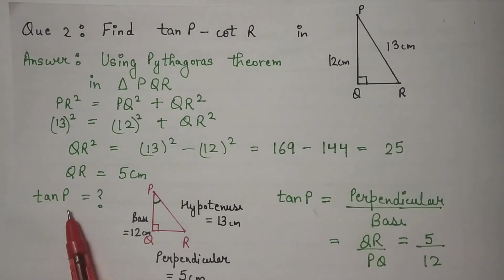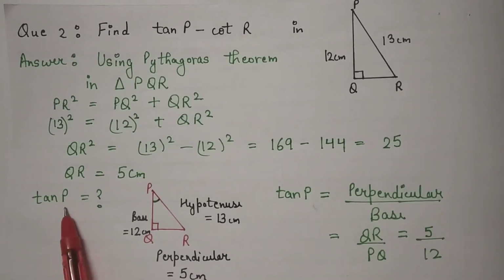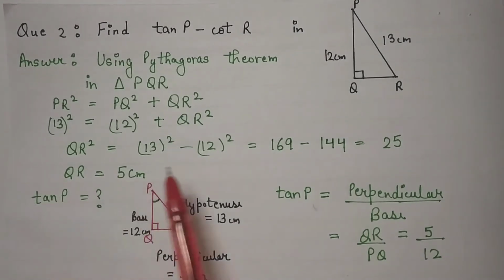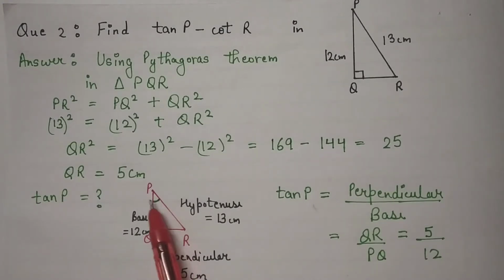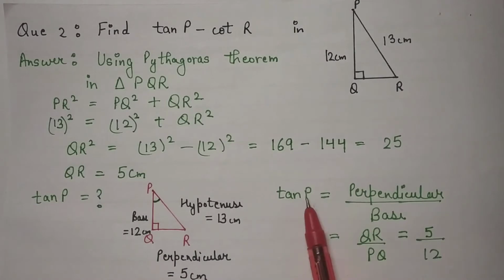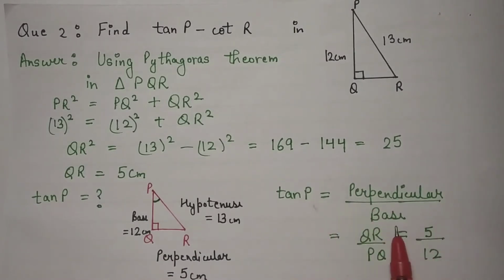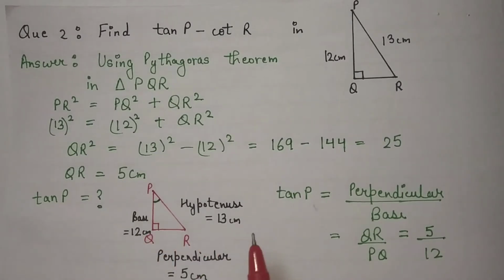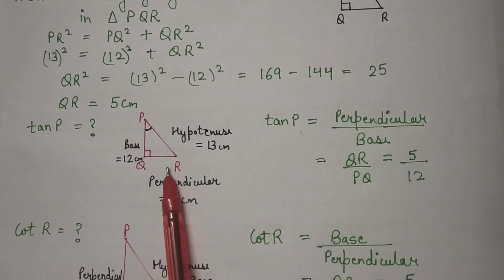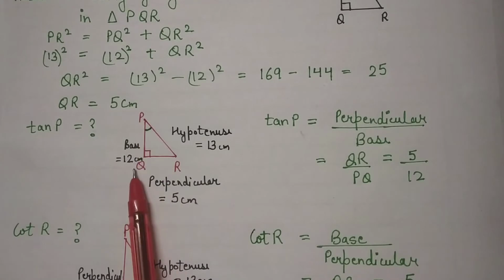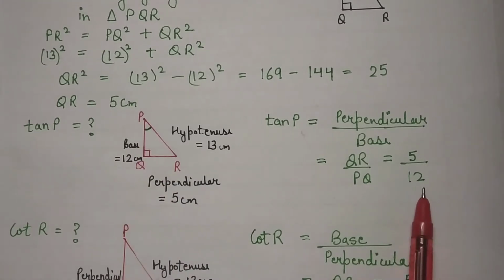Now tan P. Tan P means angle P is the acute angle given, this P. So perpendicular will be opposite to this P, and tan P is equal to perpendicular over base. The rest is base. So perpendicular is QR by PQ, that is 5 by 12.